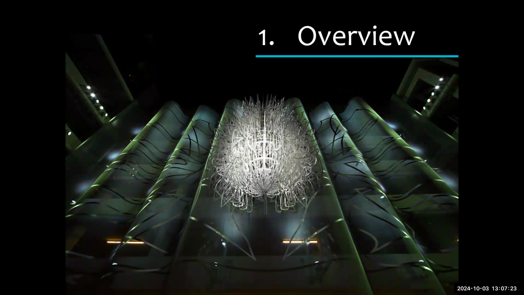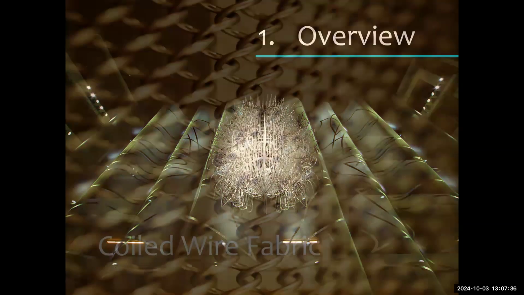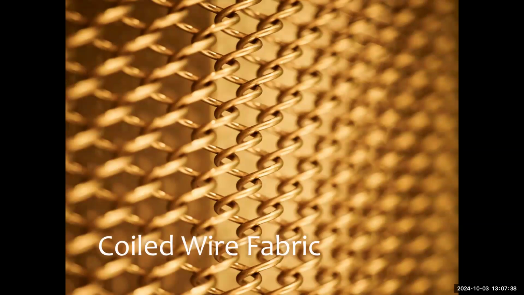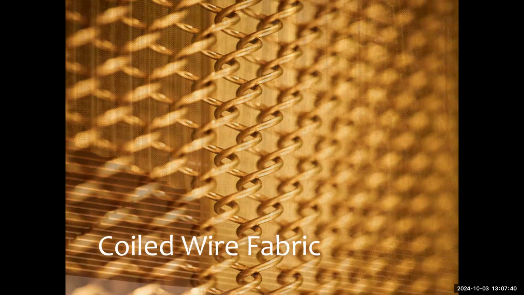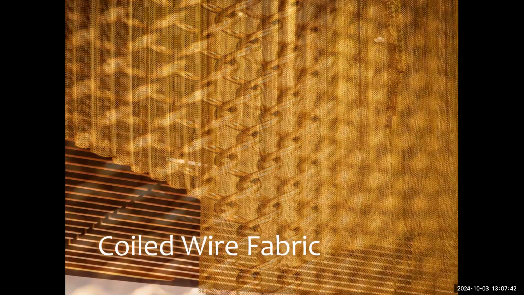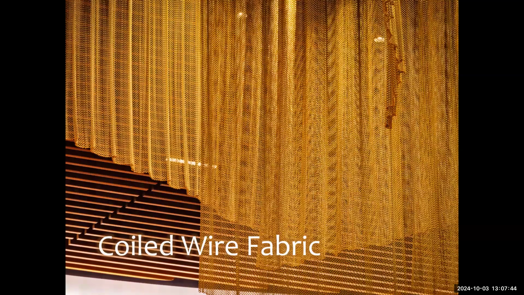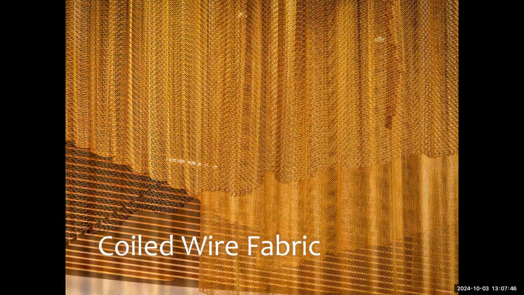So this course, like Dan mentioned, is going to delve into the specifics of this versatile material and look at ways that it can enhance architecture through light. So first, let's understand the material itself. Coiled wire fabric is such a unique material. We refer to it as fabric due to its fabric-like nature.